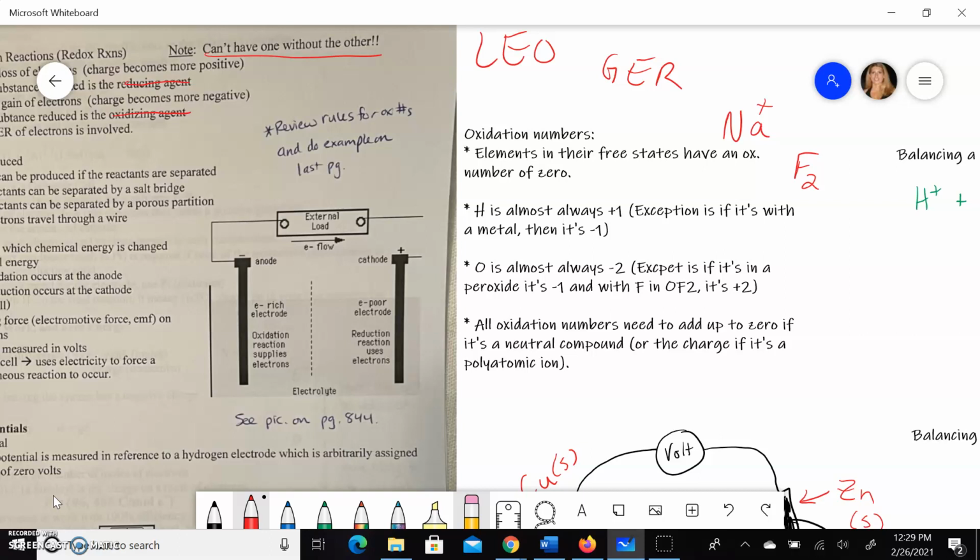Hydrogen is a good place to start because it is almost always +1. The exception is if it's with a metal. So if it was with sodium, like NaH, then hydrogen would actually be -1. Oxygen is almost always -2. The only peroxide that you'll ever see is this, but I have seen the AP exam ask about the oxidation number of oxygen in hydrogen peroxide. So H2O2, you need to know the oxygen's charge there is going to be -1. And then there's one other example, OF2, the charge for oxygen is +2, but those are the only exceptions that you need to know for oxygen. And then just keep in mind that for a compound, they need to add up to 0 unless it's a polyatomic ion, in which case it will add up to that charge.